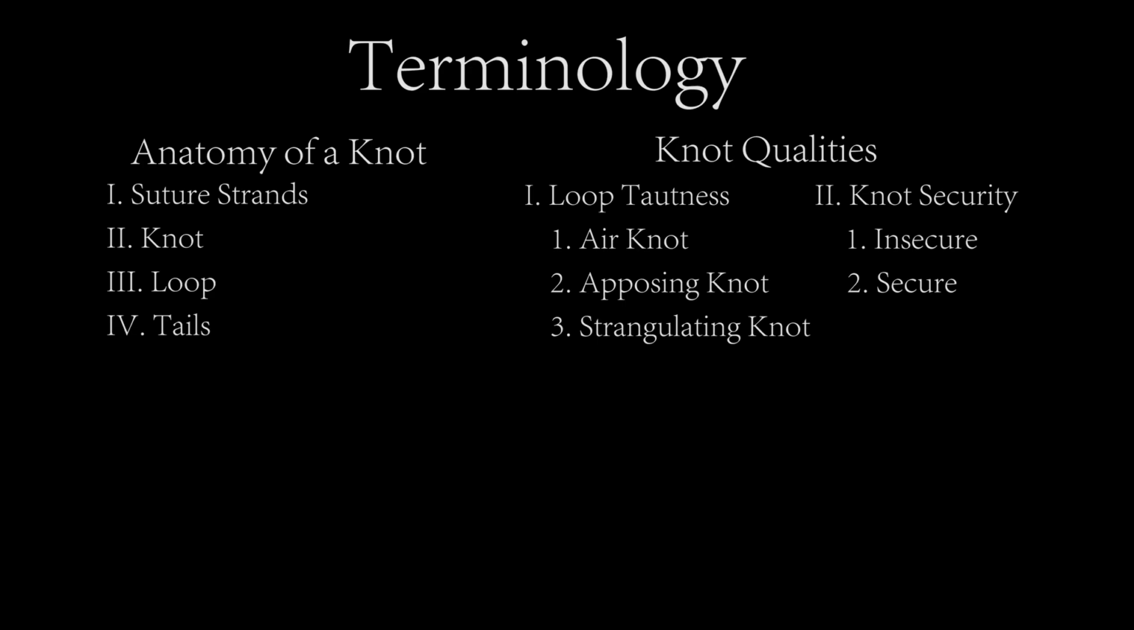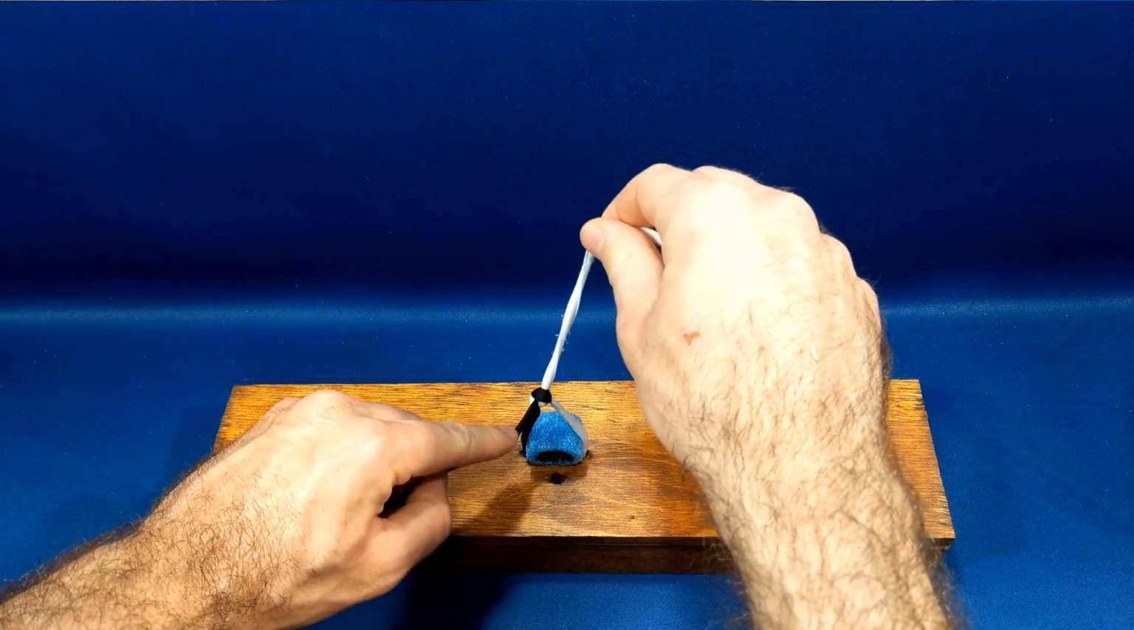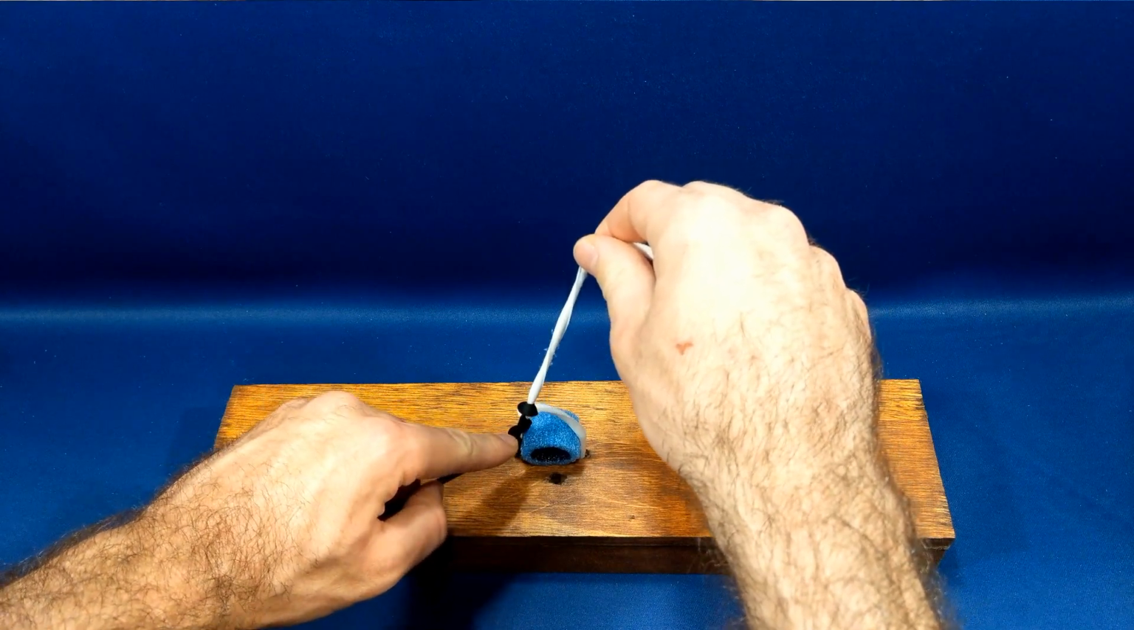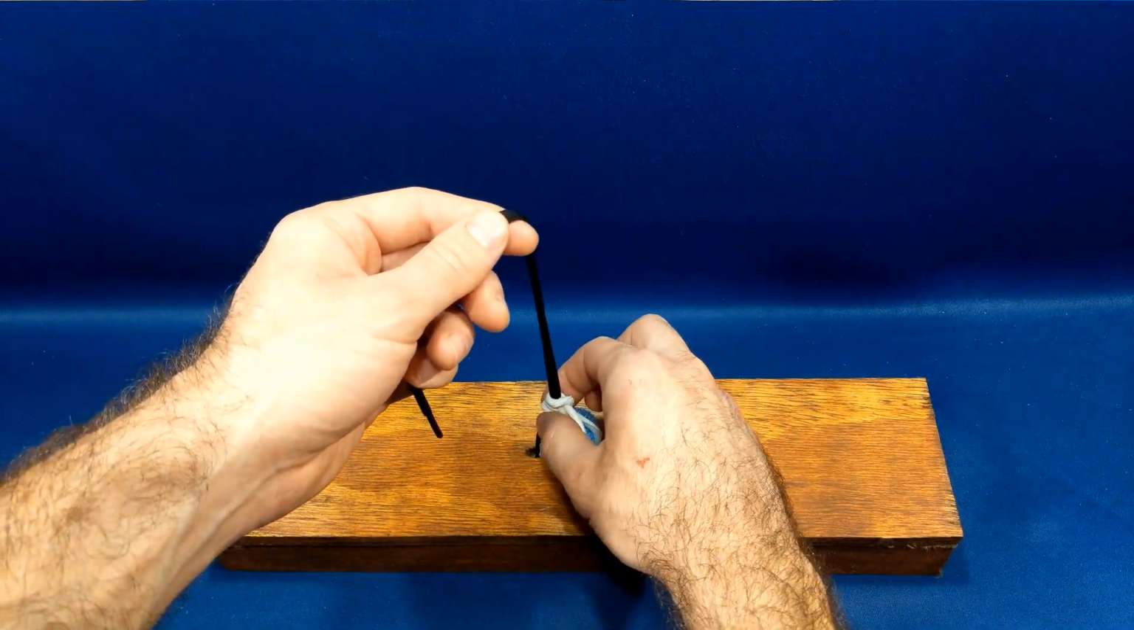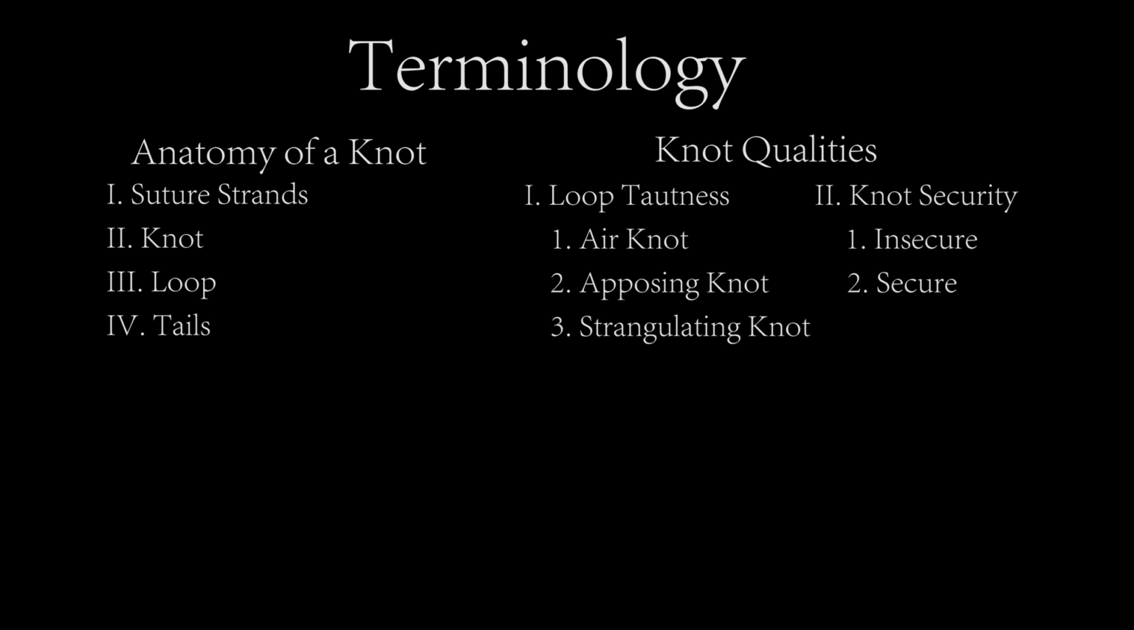It is important to note that the security of a knot and the loop tautness are completely independent. In other words, this knot is a non-apposing but secure knot, while the last knot was an apposing and insecure knot. A throw of any loop tautness can be either secure or insecure, with the result being dependent on how it was tied.